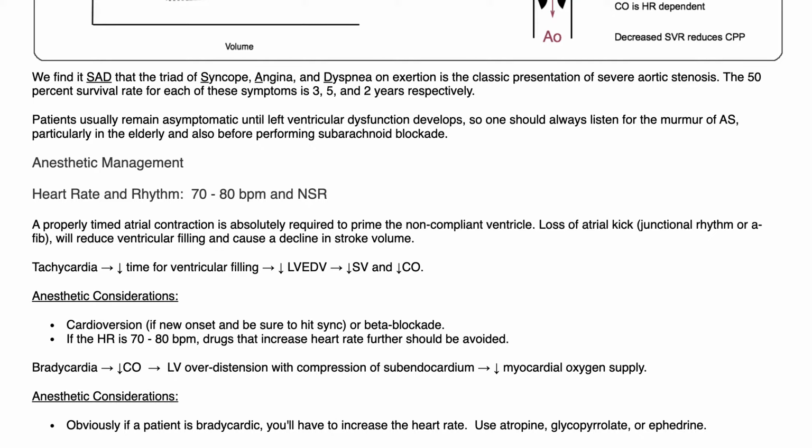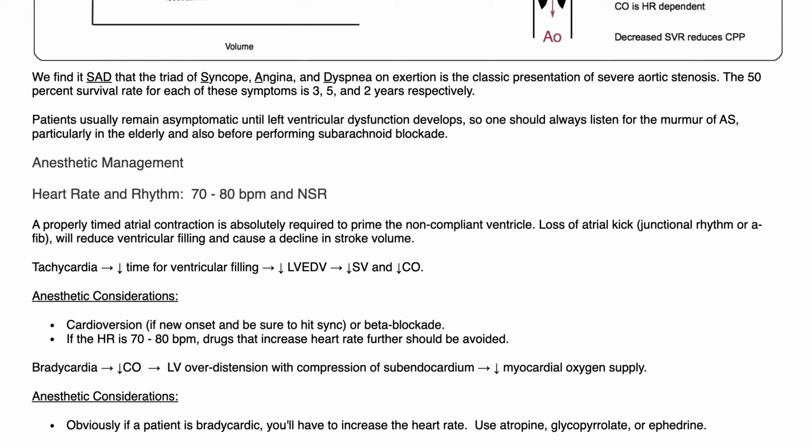The following describes anesthetic management. The heart rate and rhythm should be 70 to 80 beats per minute and maintain normal sinus rhythm. A properly timed atrial contraction is absolutely required to prime the non-compliant ventricle. The loss of atrial kick, such as junctional rhythms or AFib, will reduce ventricular filling and cause a decline in stroke volume. Tachycardia decreases the time for ventricular filling, which decreases left ventricular end diastolic volume, which decreases stroke volume, which decreases cardiac output.